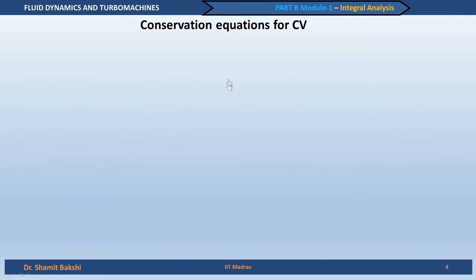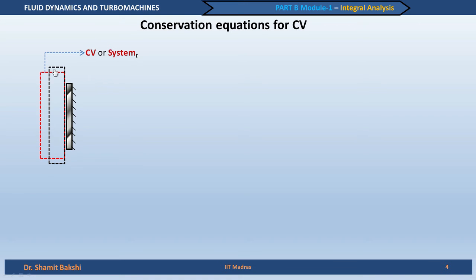So, let us look at the conservation equations for the control volume. This is our fixed plate, and this is the fixed control volume in front of the plate. Now, this is the control volume at time t. We can also define this as a system, that means there is no mass exchange across this boundary, at a certain time. Now, the second region, shown by a bounding surface with a black dashed line, is the system at t plus delta t. Delta t is a small period of time.